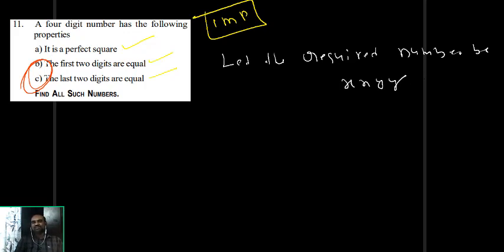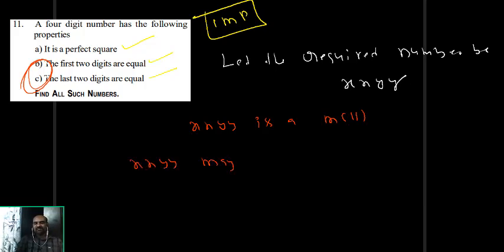Observe now, x plus y, x plus y. What is the meaning of that? xxyy is a multiple of 11. Indirectly, it is asking us to find the four-digit multiple of 11 which is a perfect square. That's the answer. What is our answer? xxyy may be 11 squared or 22 squared or 33 squared or 44 squared and so on. But 11 squared means 121, this won't be the number.